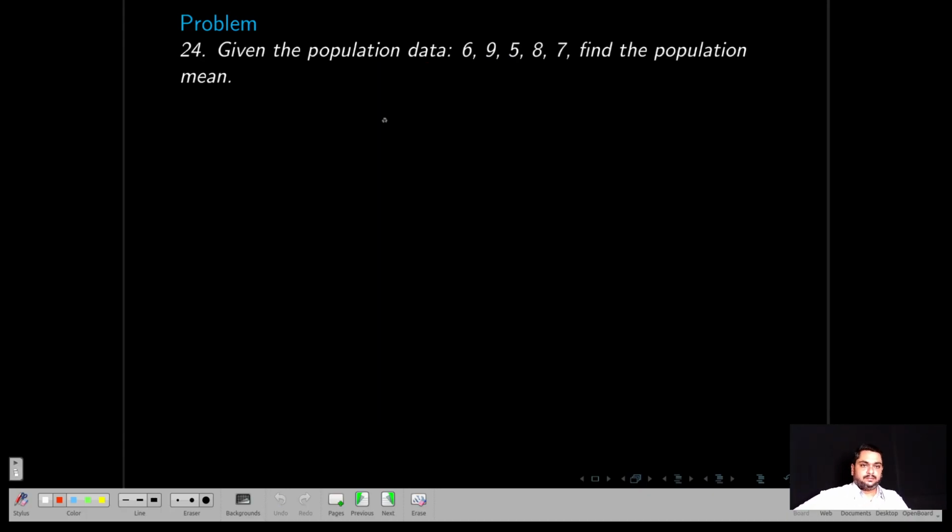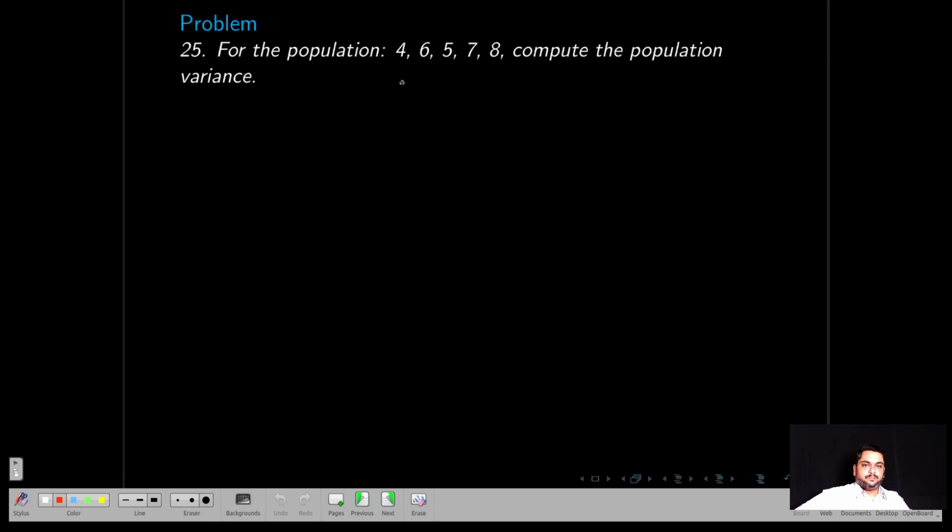Similarly, find the population mean. Population mean is represented as mu. 6 plus 9 plus 5 plus 8 plus 7 divided by capital N, the population size, which is 5. Divided by 5, you will get it as 7.